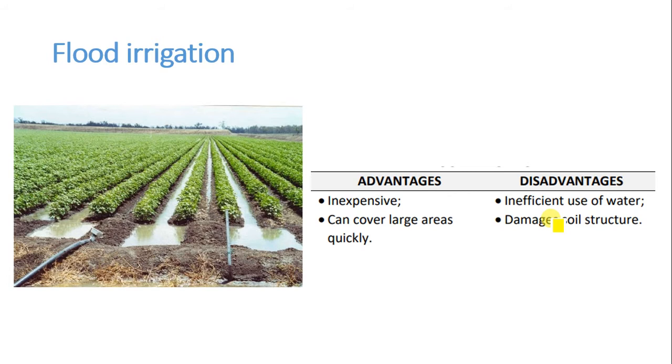Now we also have flood irrigation. Advantage: this is just when you take the pipe to the farmland, turn on the water, and just wet the perimeters that need to be irrigated. It's quite inexpensive and can cover large areas quickly. Disadvantage is an inefficient use of water and damage to the soil structure.